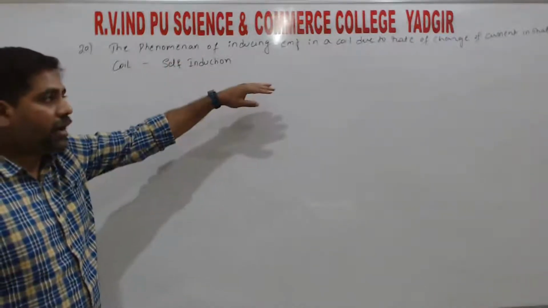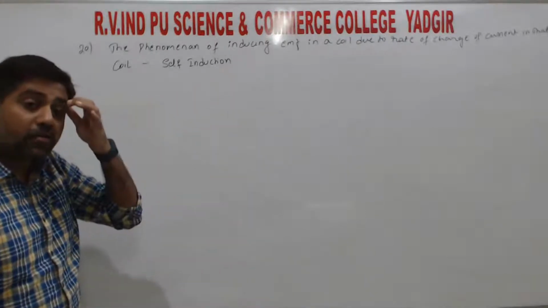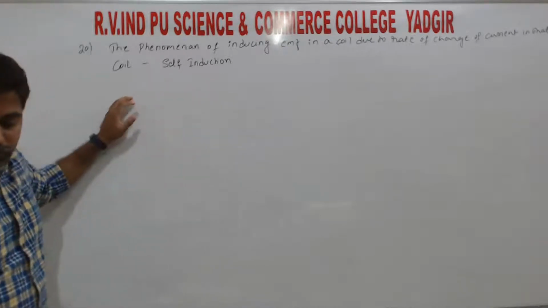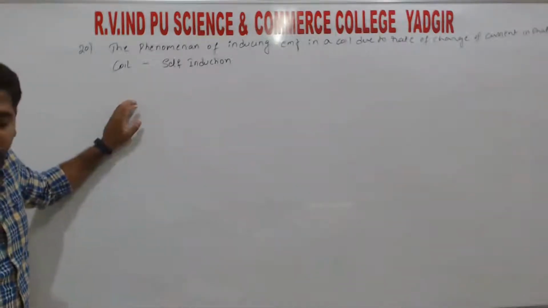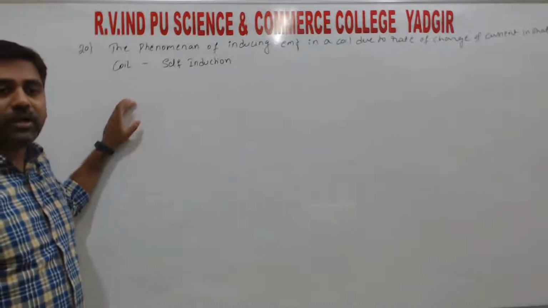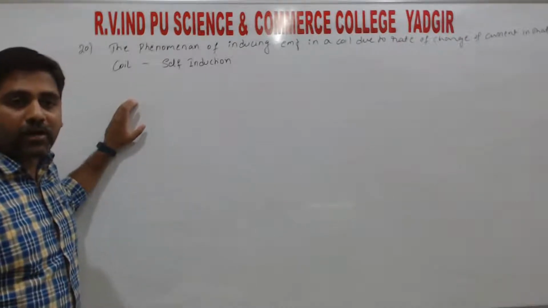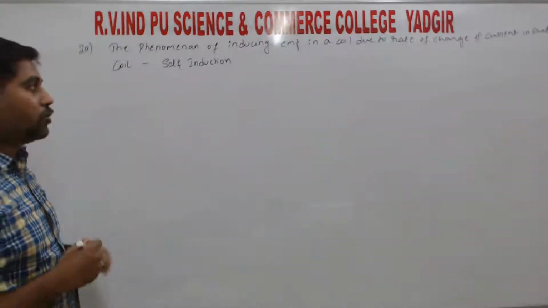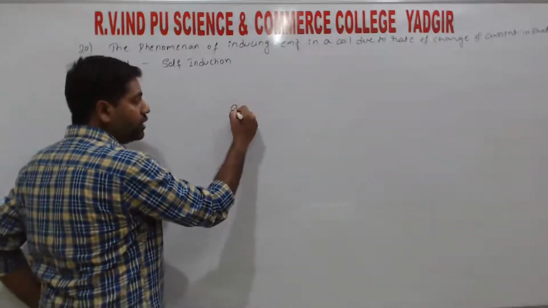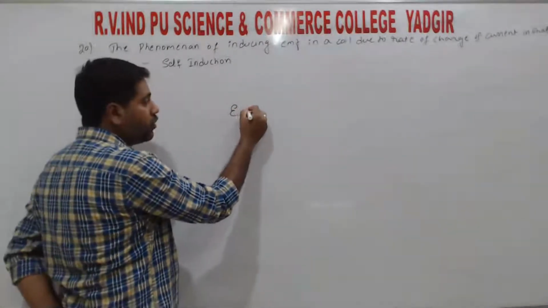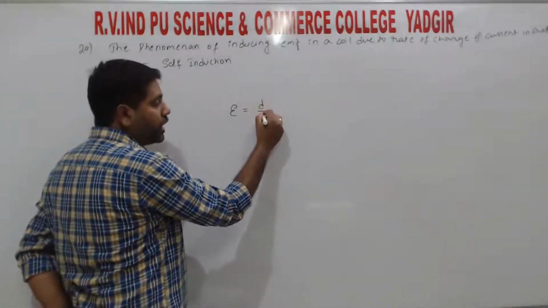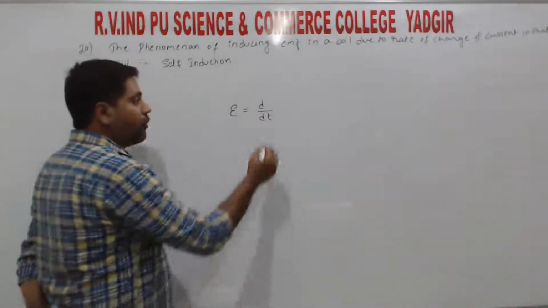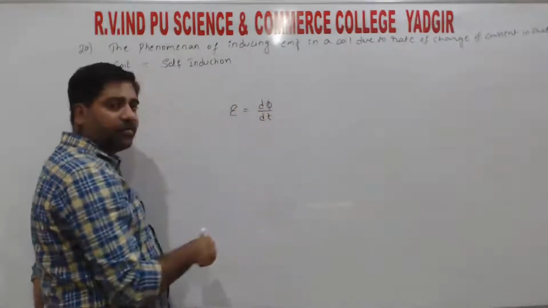So current or flux, we can mention either of the two, right? So Faraday law of electromagnetic induction is the mathematical relation for self induction or mutual induction. The EMF induced in the coil is equal to the rate of change, that is with respect to time, rate of change of magnetic flux which is linked with the circuit.